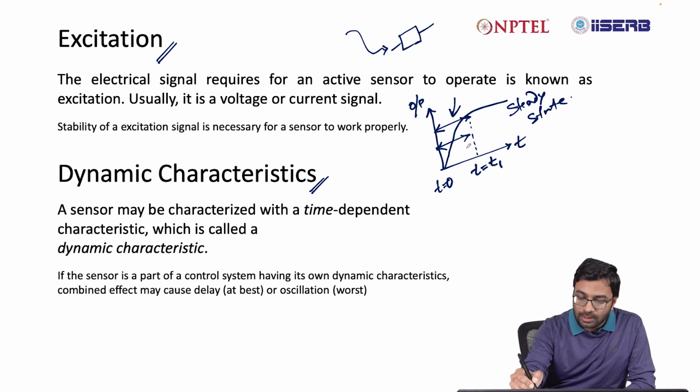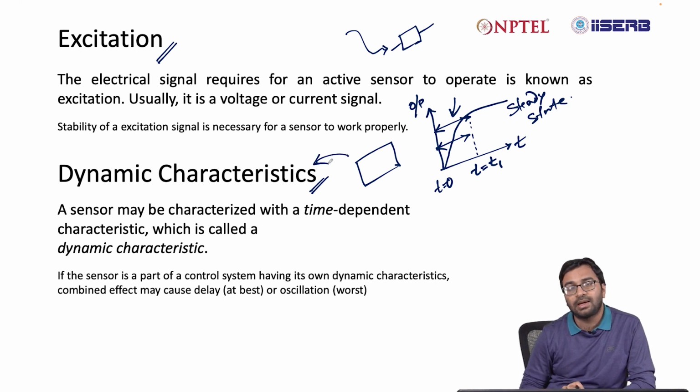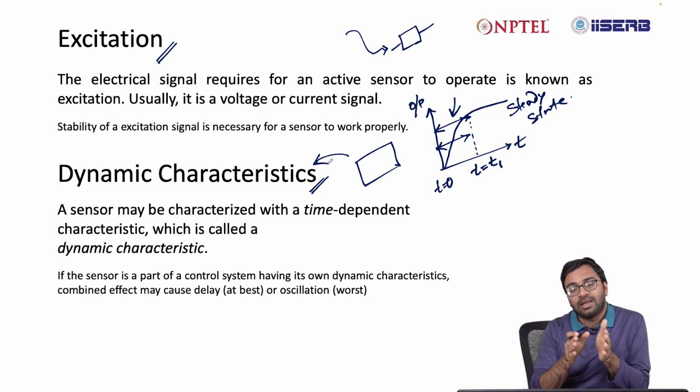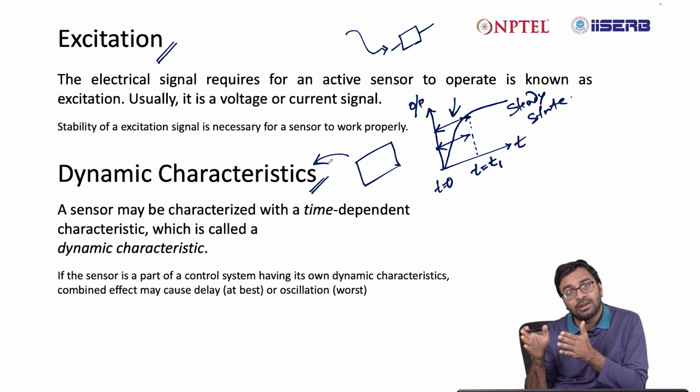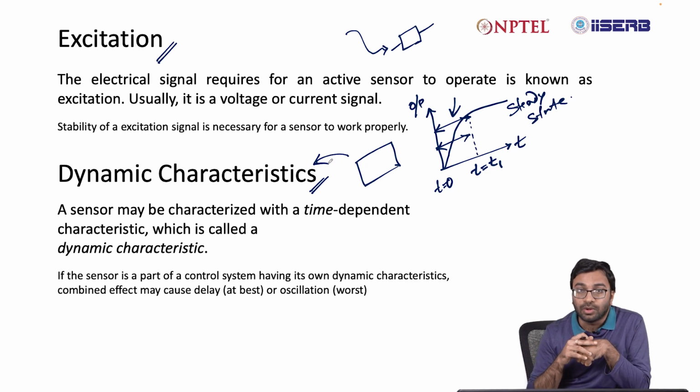Similar to the sensor, every system also has dynamic characteristics. You have probably seen that in your control systems. If you have a control system and there is a sensor associated with it, the combined effect of both the sensor and your system may cause delay, that is the best case, or sometimes it may cause oscillation, that is the worst case. If it is causing oscillation, then you have to take care of it. That's why dynamic characteristics is so important. Okay.